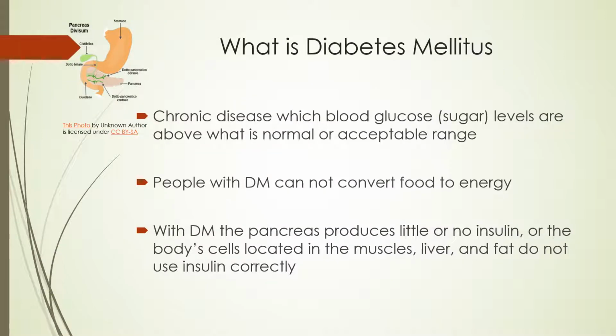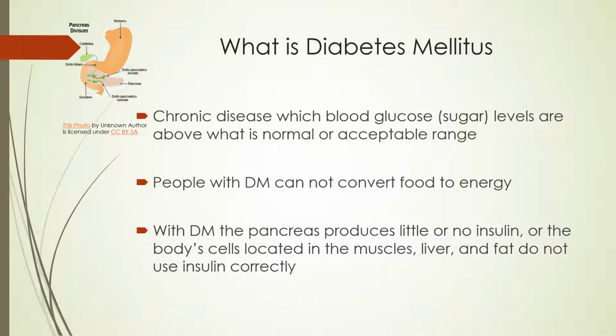So we're going to start at the beginning and review what diabetes is. It is a chronic disease, meaning it will be here forever for the student, unless it's type 2 or gestational diabetes. But for most of the students you'll be dealing with, it will be type 1, which is a chronic disease. And that means that person's blood glucose or sugar levels are above what's normal or an acceptable range. A normal blood sugar for a person is between 80 and 100. But people with diabetes cannot convert food to energy, so they may often feel weak and tired.